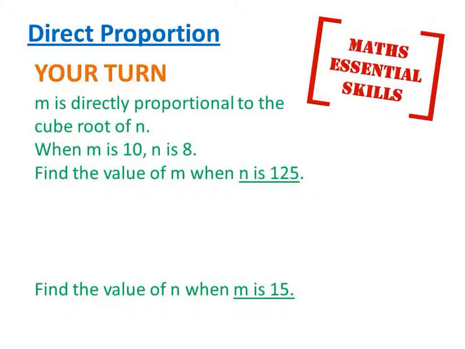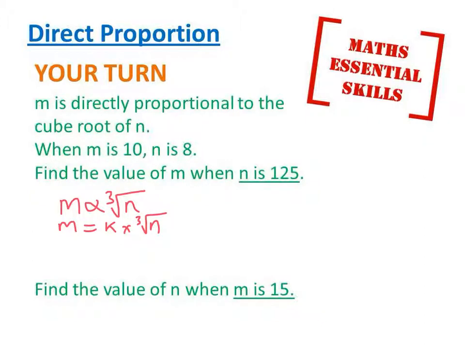Okay, now try this question, which has just got a slight twist for part B, and pause before you see the answer. Okay, so m is directly proportional to the cube root of n. Change the proportion sign to an equals k times.